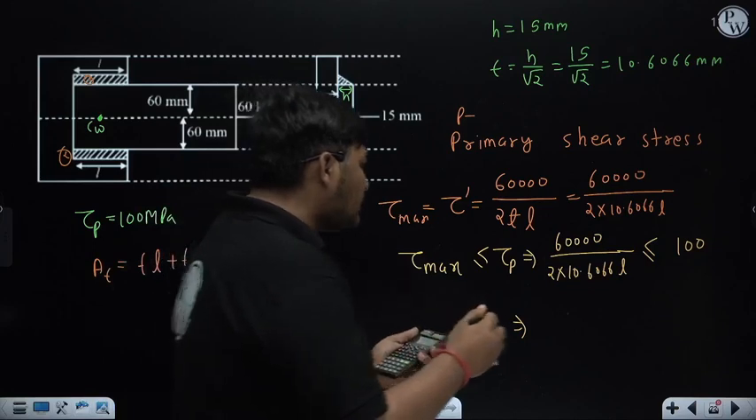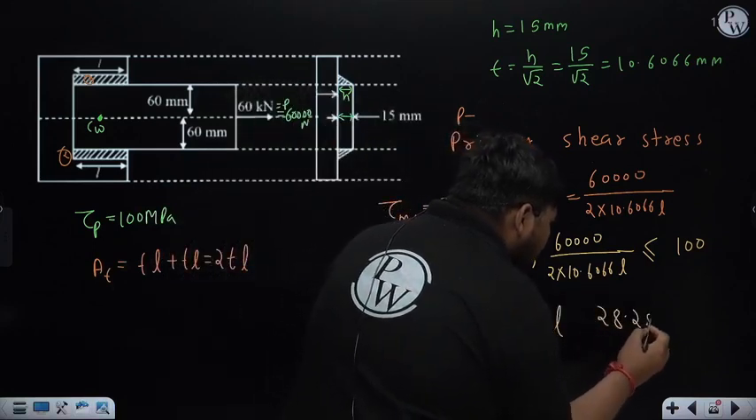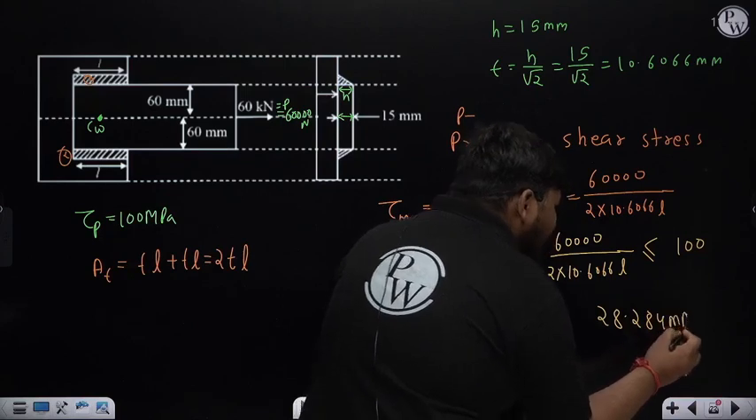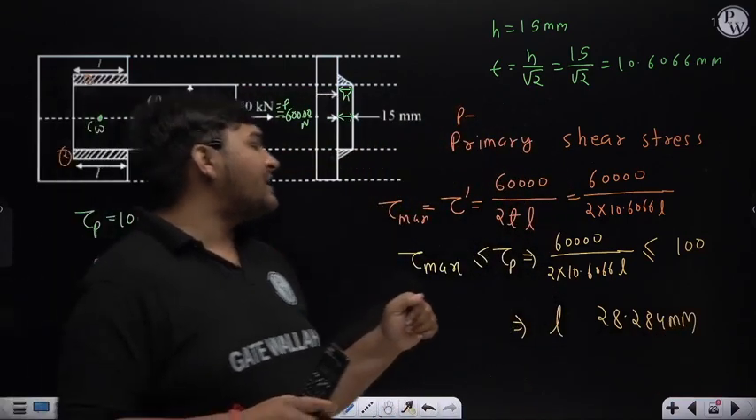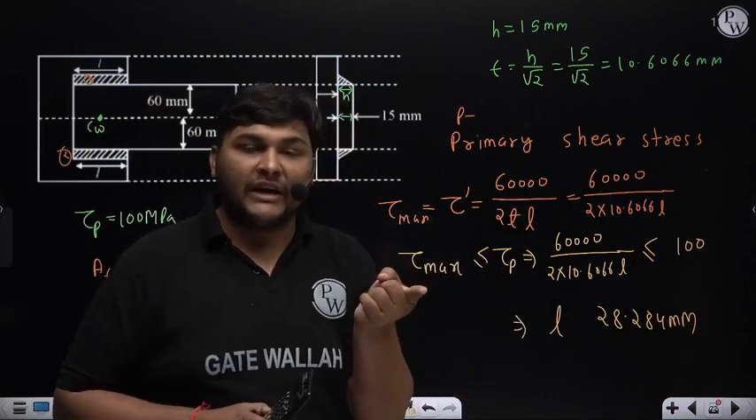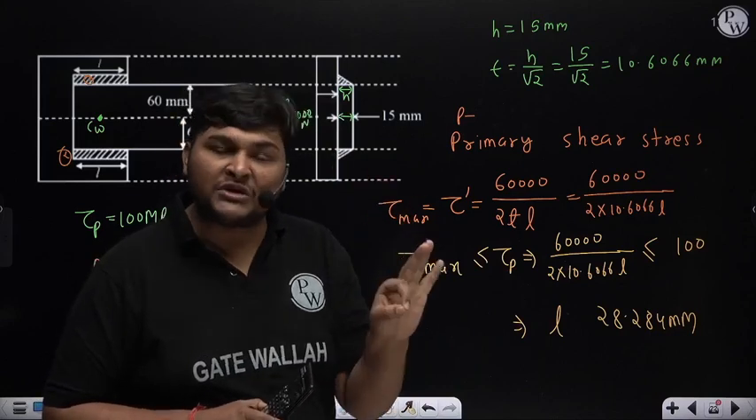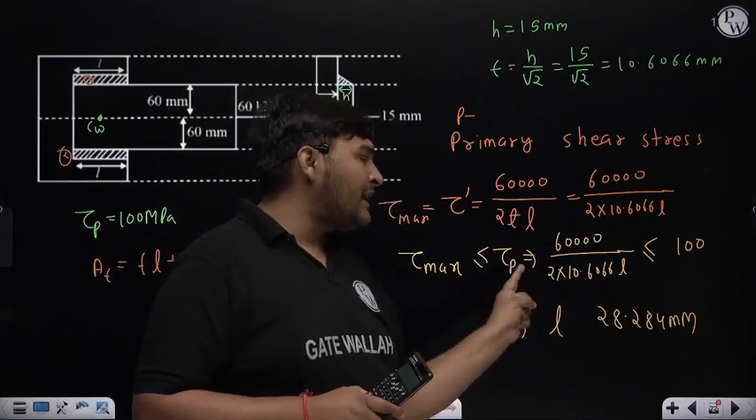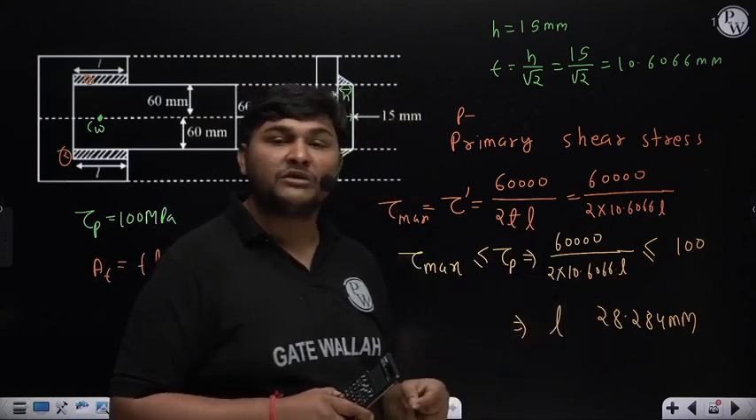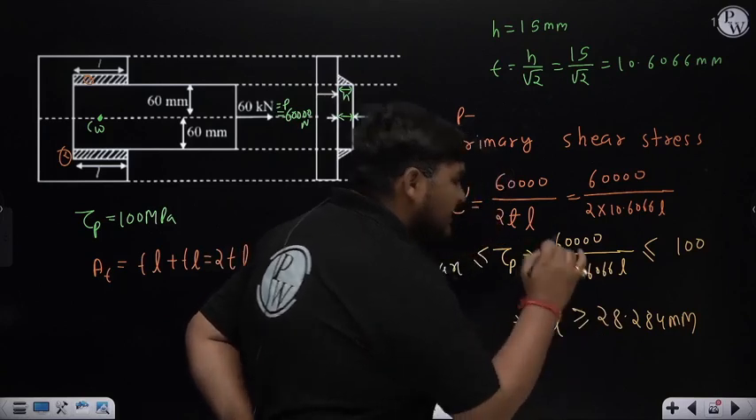You can check the calculation. The limiting value of L is coming 28.284 mm. It is the limiting value of L, that is the length of each weld. Now suppose the examiner is asking for the answer with a non-equal sign. To apply a non-equal sign, always ensure to be on the safer side. Actual stress should be less, and actual stress will be less when L is more, because it is coming below. So the actual value of L either should be equal to this or greater than this.